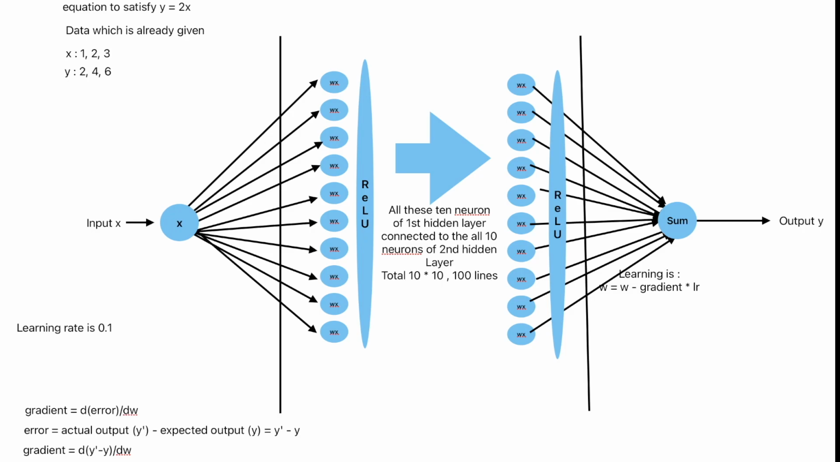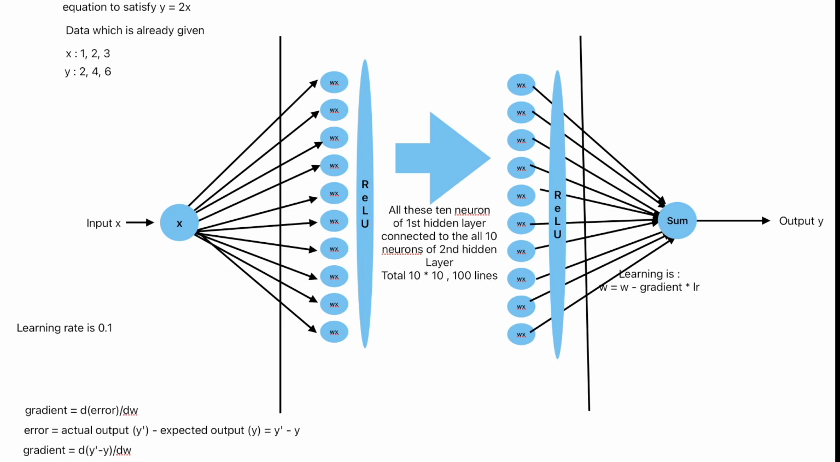In previous videos, we have seen the model with single neuron and two neurons. Now we quickly have a look into the model with 20 neurons and two hidden layers. One hidden layer contains 10 neurons, and the other hidden layer also contains 10 neurons. So overall this model is the same. The equation y equals 2x is going to be satisfied.